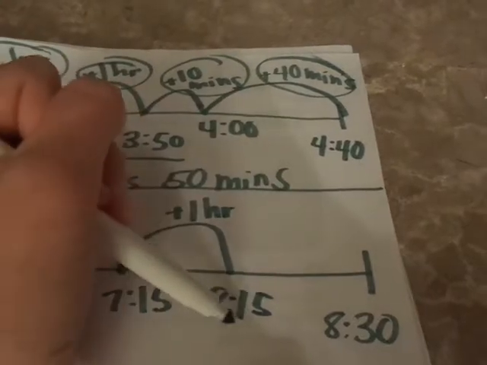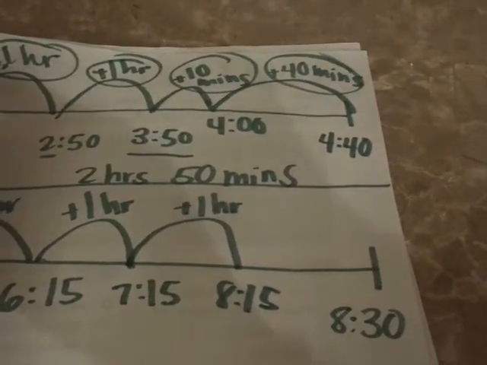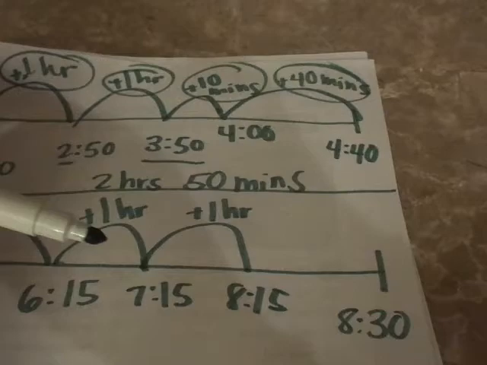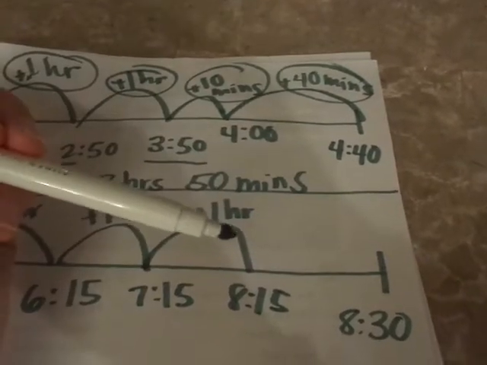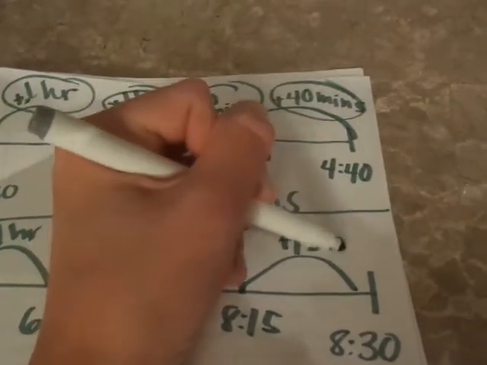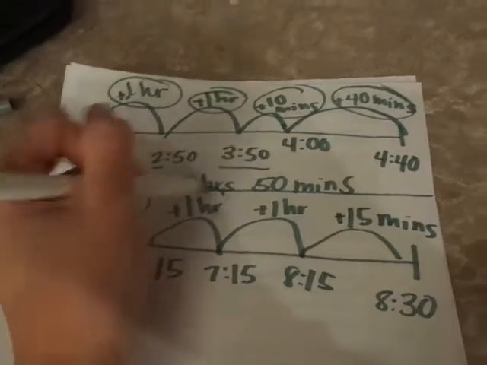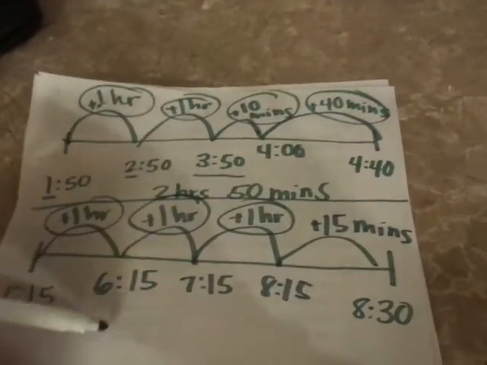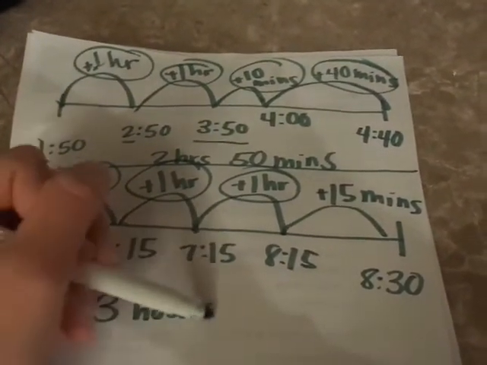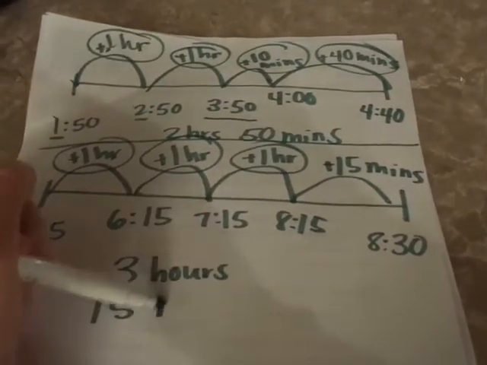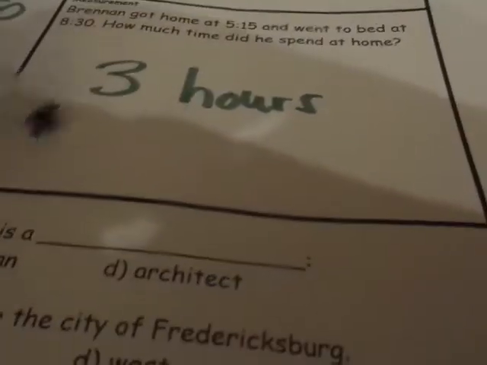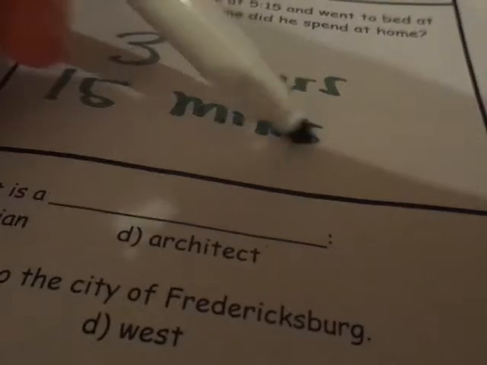So now I have to go from 8:15 to 8:30. So if you look at that clock, think of how much time would pass to get you to those. And that's going to be a quarter hour, which is 15 minutes. So now add my jumps, 1 hour plus 1 hour plus 1 hour, that's 3 hours. And my minutes, 15. So how much time did they spend at home? 3 hours, 15 minutes.